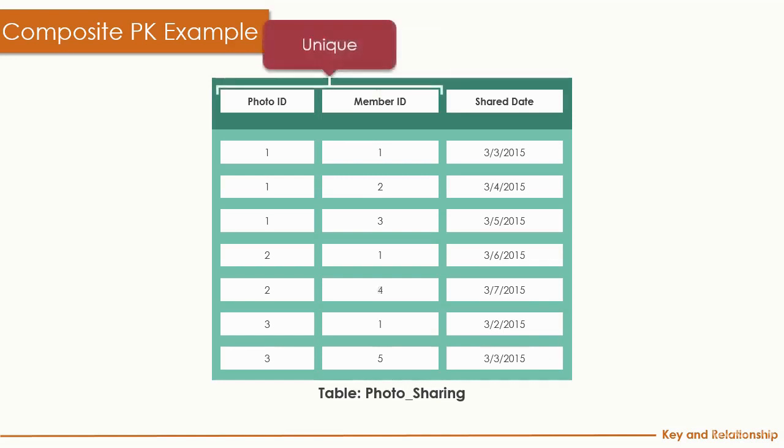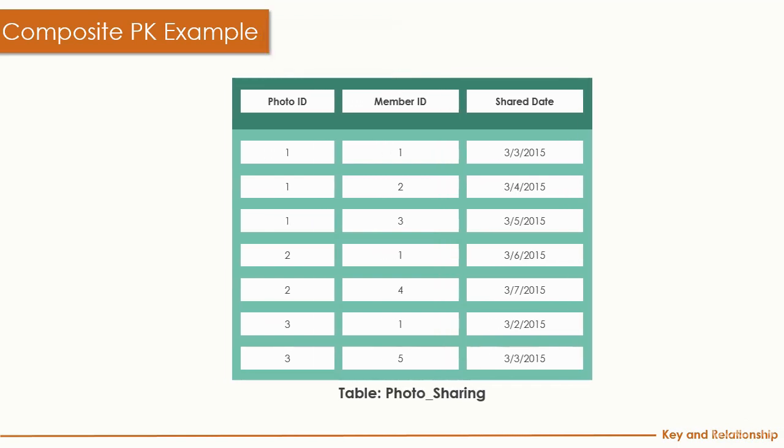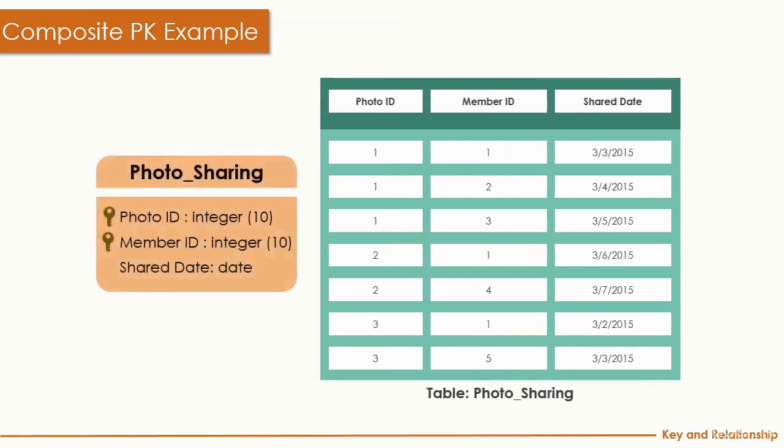In this case, we need to combine these two columns to form a unique primary key. Then we call it a composite key. You will see both columns will have the key icon on the left hand side.